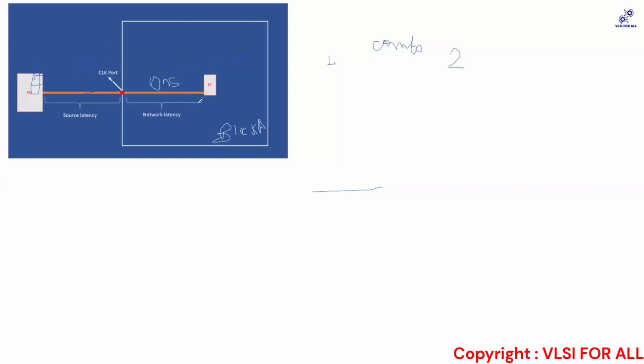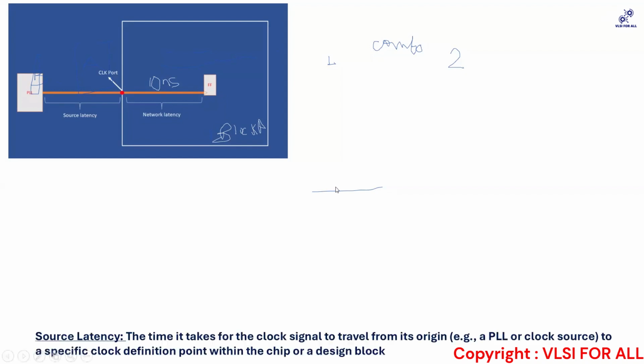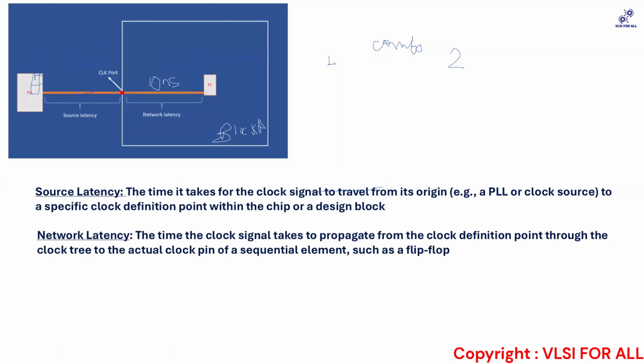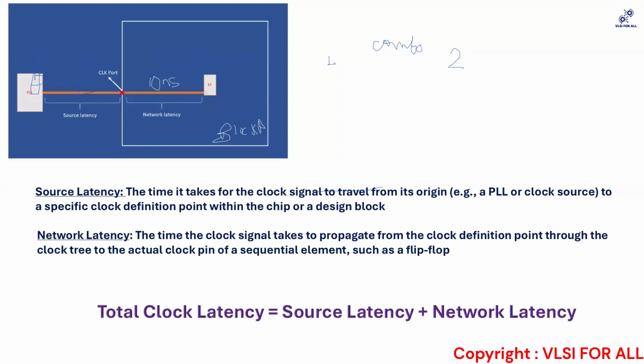Network latency plus source latency. Correct. It will be a combination of network latency plus your source latency, correct? Okay, now let me go ahead. So we understood the definition of source latency and network latency, and you understand that the total clock latency is nothing but the combination of your source latency plus network latency.